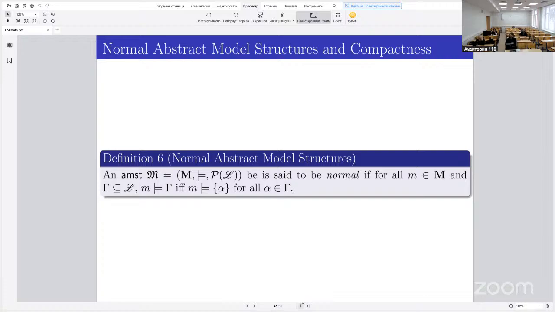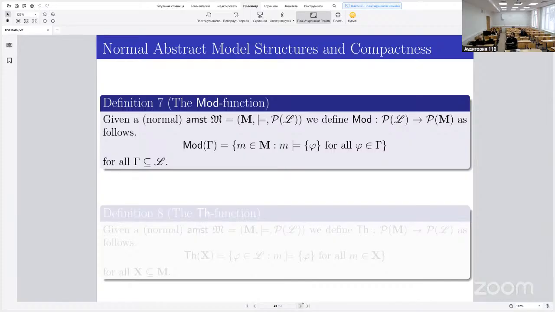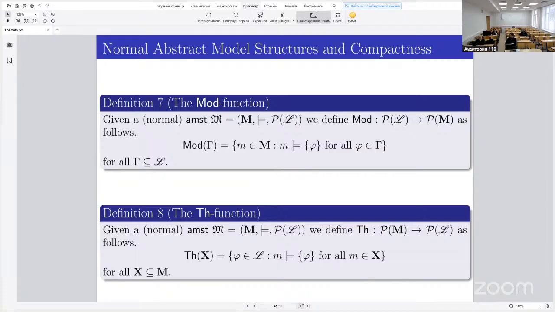Now you define the mod function, which is essentially the set of models that satisfy gamma. Notice that for general AMST, the definition in the paper was, I think, that Mod gamma is the set of all models M such that M satisfies gamma. However, due to normality, it is enough to define M satisfies every element of gamma, each as a singleton. Similarly, you can define the dual function, the theory function, which for every subset of models is the set of all formulas that are satisfied by every model in that subset. That's the theory.